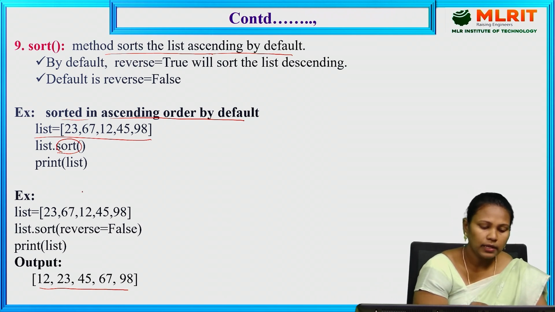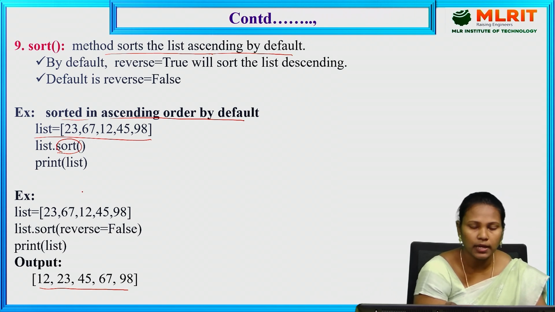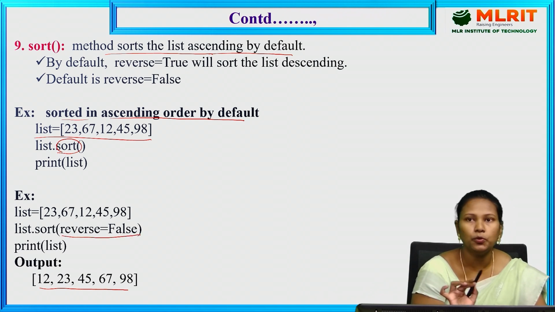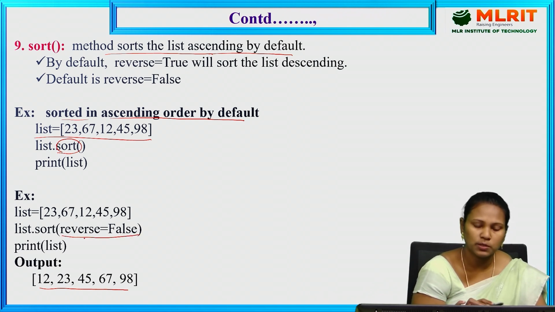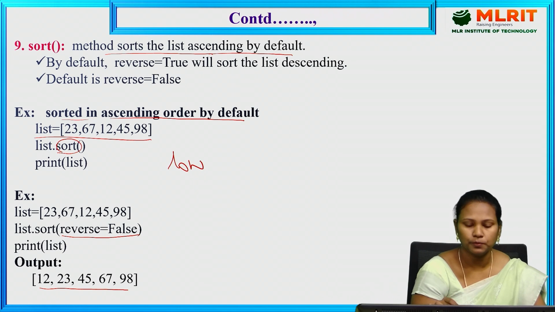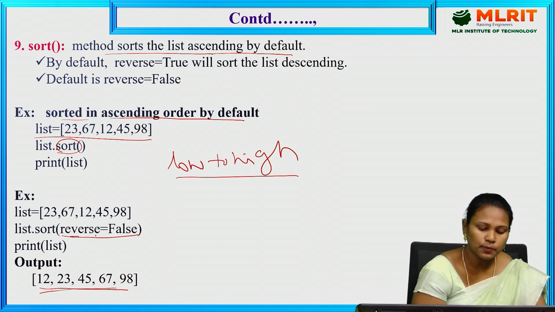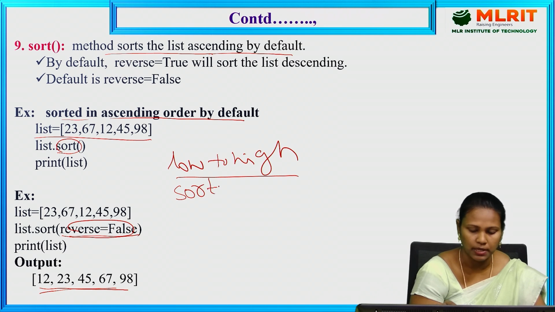In another way, if you want to place the data in ascending order, another method is to write sort with reverse equal to false. Reverse equal to false means we get the data in ascending order, low to high. It sorts the data from low to high, so 12 to 23. That's why reverse equal to false. Otherwise, with the sort function alone, it gives the low to high values.